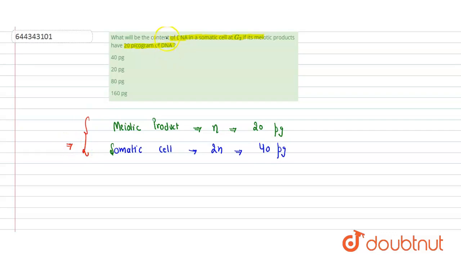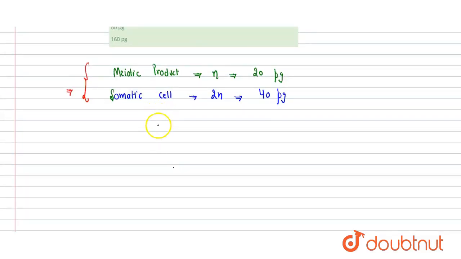Second, in the question they have asked, what will be the content of DNA in a somatic cell at G2? If we see the cell cycle, this is a somatic cell. If we draw the different phases of the cell cycle, here this is M phase, G1 phase, S phase, and G2 phase. M phase is the mitotic or meiosis phase.